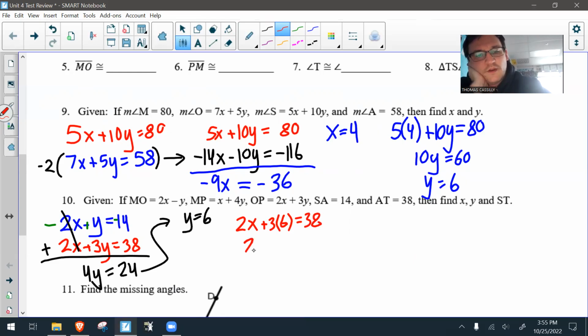All right, so we got 2x, and 3 times 6 is 18. I'm going to subtract that over. We're going to get 20. And then we end up with x equals 10.